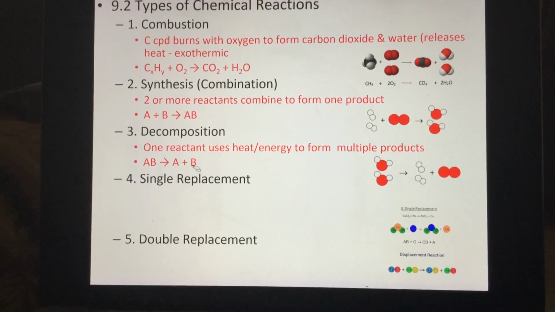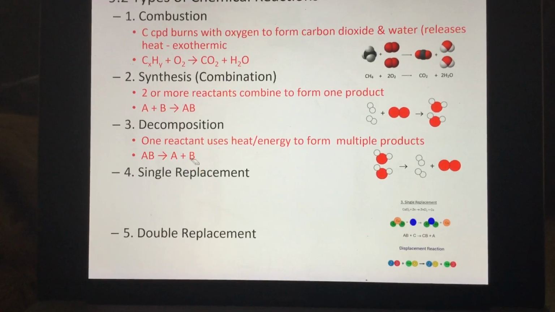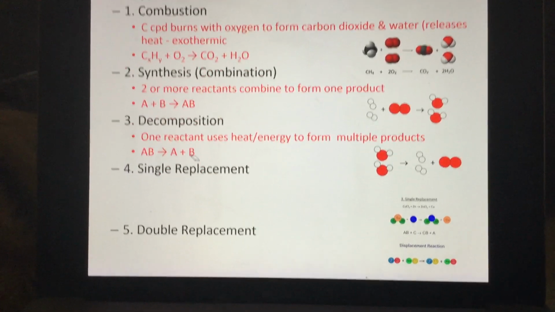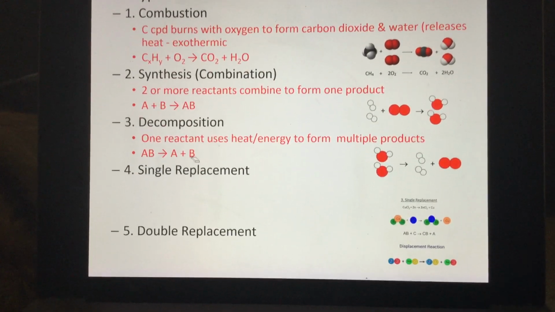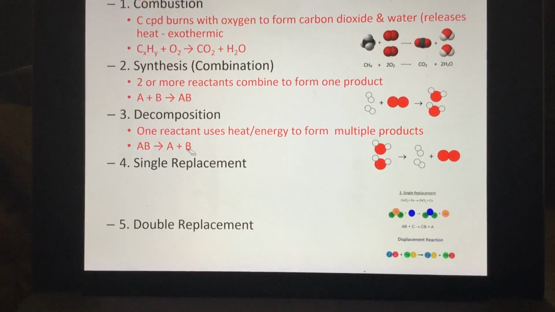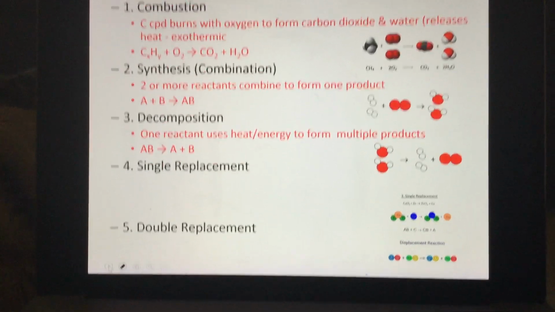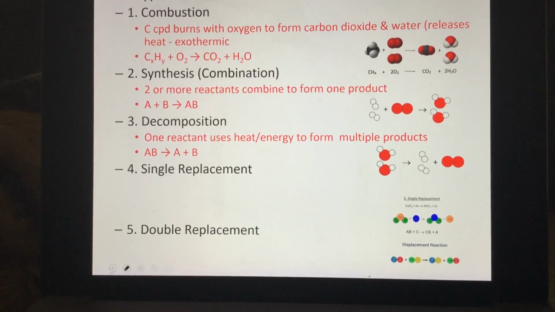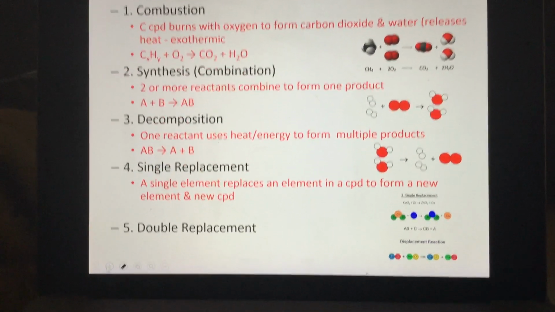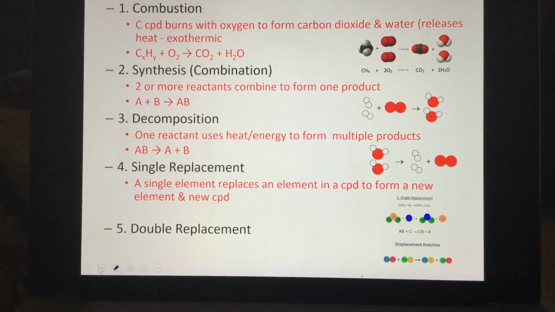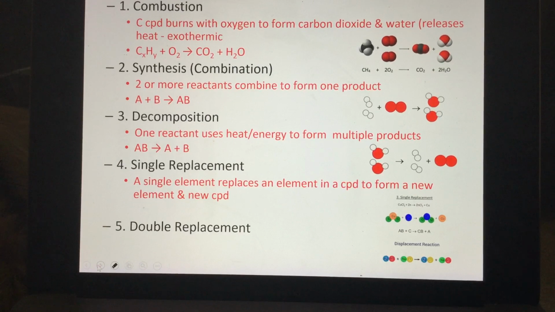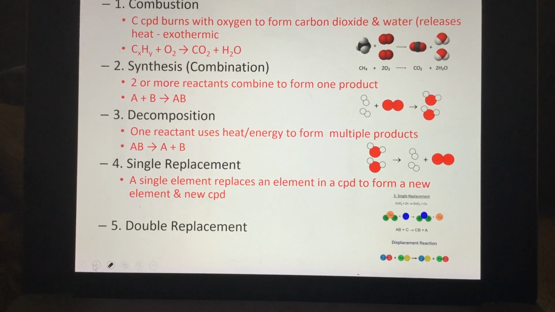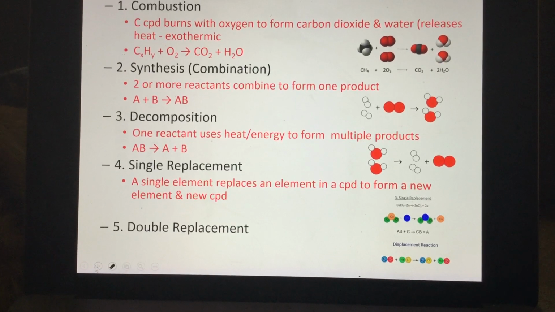The next type of reaction is called a single replacement. It can also be referred to as single displacement reaction, but I think this book uses replacement. So in the single replacement reaction, that is where we have a single element replaces an element in a compound to form a new element and a new compound.